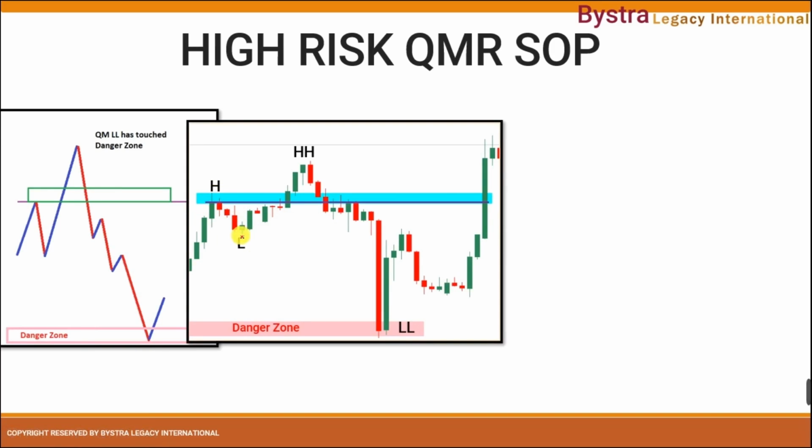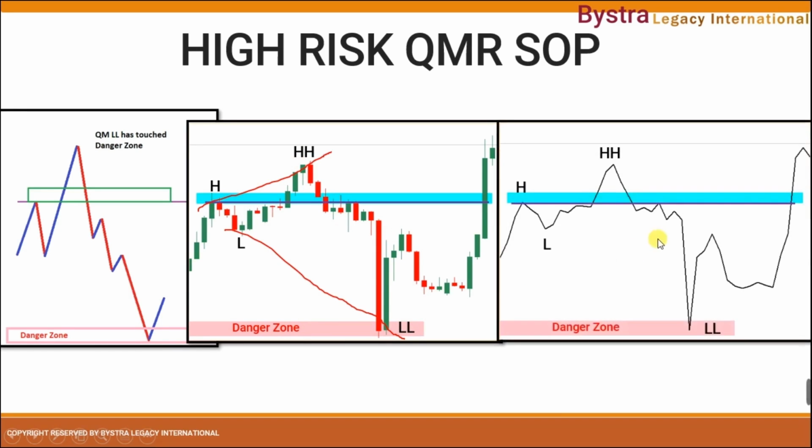We have the high, low, higher high. We have the over and the lower low. We have the under. However, we can see here that the price, the lower low, has already touched the danger zone. Therefore, the risk of this QMR has become super high, even though this QM pattern is very beautiful. In the line chart, it is a very beautiful QM pattern, but once it touches the danger zone, it's considered a very high risk SOP, and we want to avoid this kind of QM pattern.